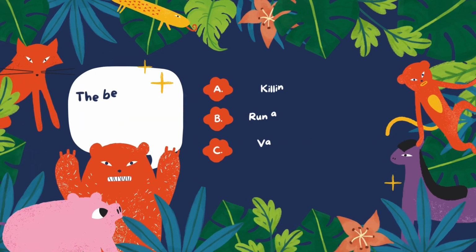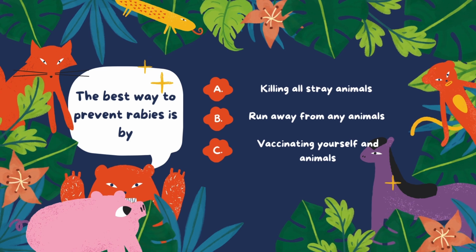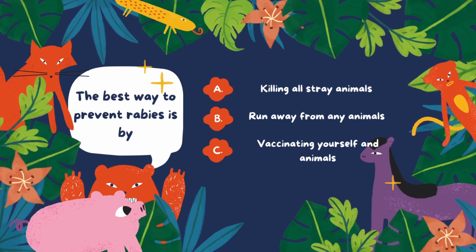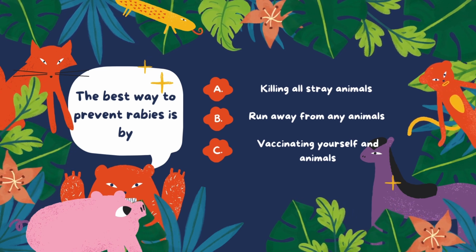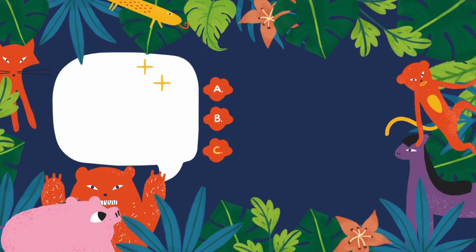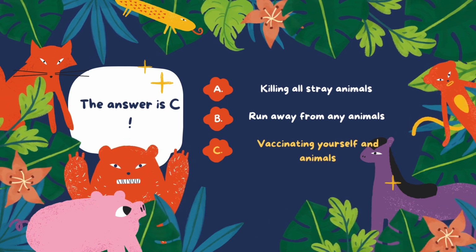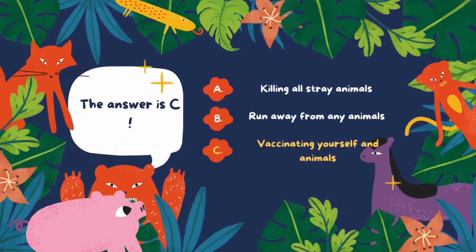Proceeding to the second question: what is the best way to prevent rabies? A. Kill all stray animals. B. Run away from any animals you encounter. And C. Vaccinating yourself and animals. The correct answer for this question is C. Vaccinating yourself and animals, as this method helps your body and the animal to produce antibodies against the virus.